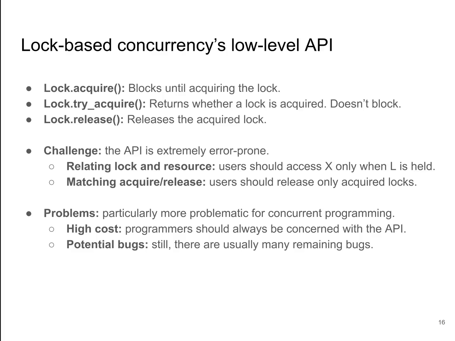The second reason why the API is error-prone is that you need to match acquire and release very well. You should not forget about releasing the lock. You should not forget about acquiring the lock at the same time. And you should release the lock you have already acquired. If you are releasing a different lock, then it is problematic.